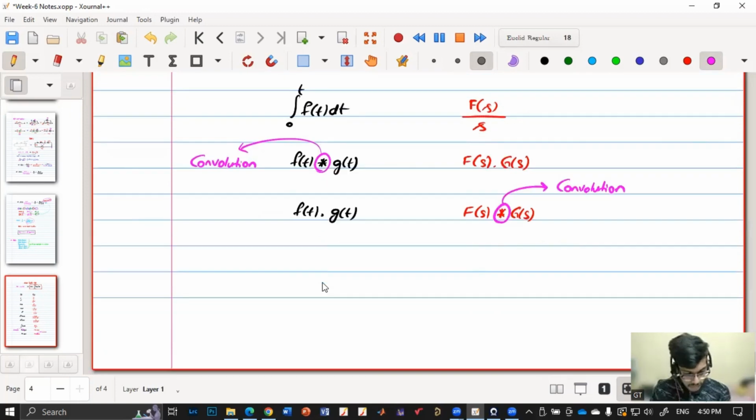Okay. Now there is this final term, f to the n of t. So this is like the nth derivative.